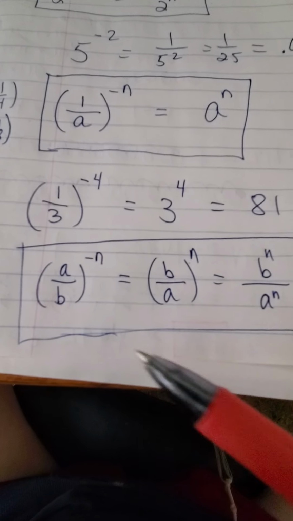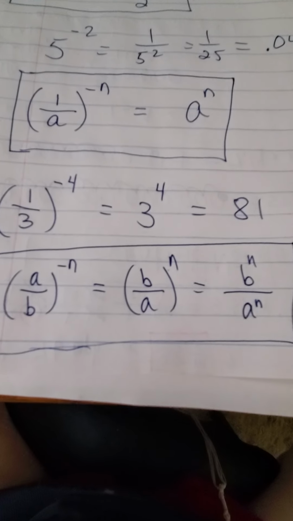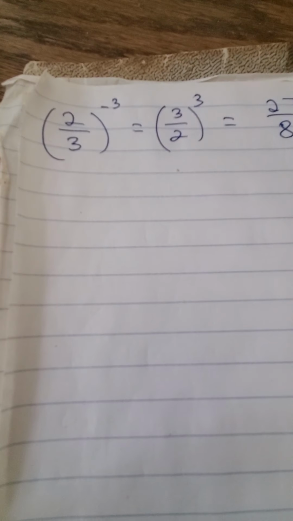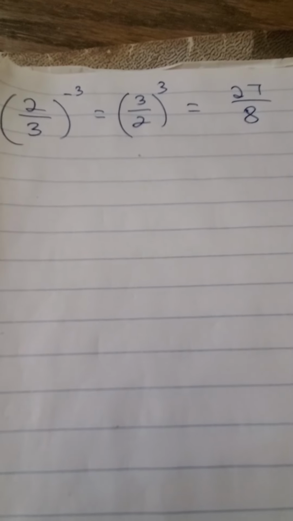Here's another fun, important rule. A over b to the negative n is equal to b over a to the positive n, which is b to the n over a to the n. Let's do an example of that. 2/3 to the negative 3 power is equal to 3/2 to the positive 3 power, which is 27 over 8.